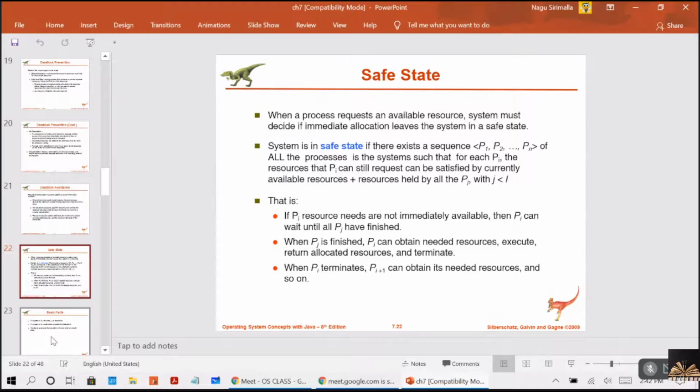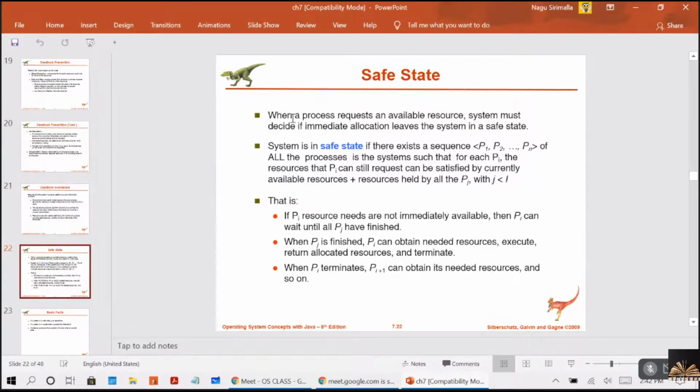If the processes are executing in a safe sequence, then only I can say that a system is in safe state. The sequence of the processes P1, P2 to Pn is a safe sequence for the current allocation state if for each process Pi, the resource request that Pi can still make can be satisfied by the currently available resources plus the resources held by all Pj with j less than I. So this is the protocol. If you try to read this, you will understand.